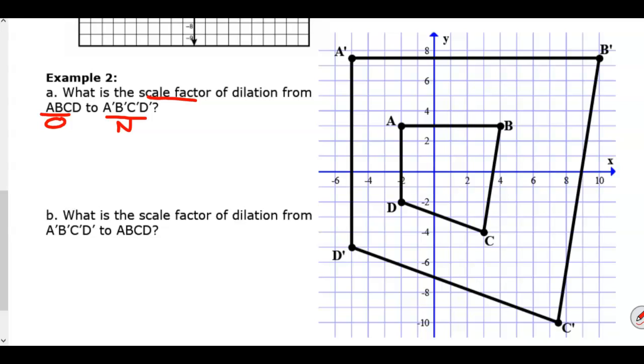So let's label this. Where am I going to put O? A, B, C, D is the smaller one, right? Put an O there. A prime, B prime, C prime, D prime, that's the bigger one. Put an N there. Now, do you see any numbers labeled on there? No numbers. But I know you can count horizontally or vertically, right? So why don't we do, first of all, K equals N over O.